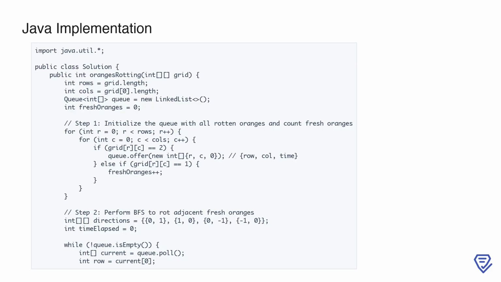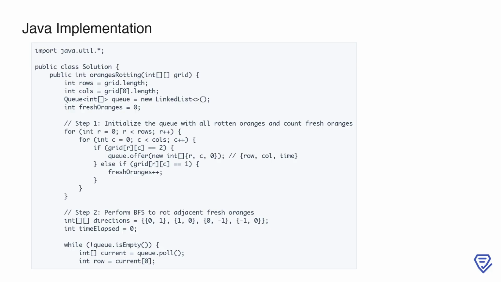We also initialize a queue to help with breadth-first search, or BFS, and a variable fresh oranges to keep track of the total number of fresh oranges. Next, we iterate through the grid to identify all rotten oranges, adding their positions and an initial time of 0 to the queue. At the same time, we count the total number of fresh oranges. This setup ensures that we can begin spreading the rot from all rotten oranges simultaneously.